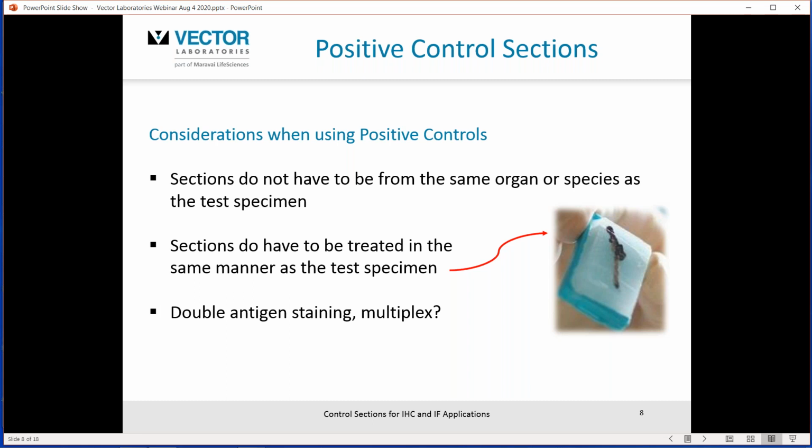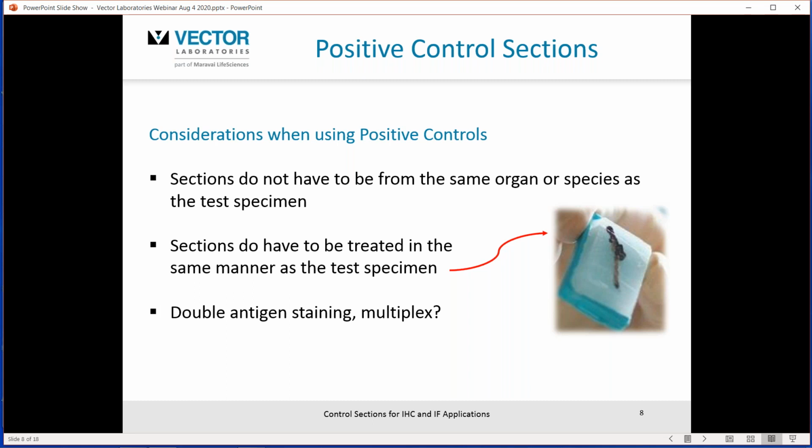Conversely, if the test specimen is acetone fixed, frozen, embedded in OCT, you'd want to make sure that the positive control is also acetone fixed, frozen, embedded in OCT. The idea is to limit the number of variables here so you can run these in parallel and be confident about the results you get.